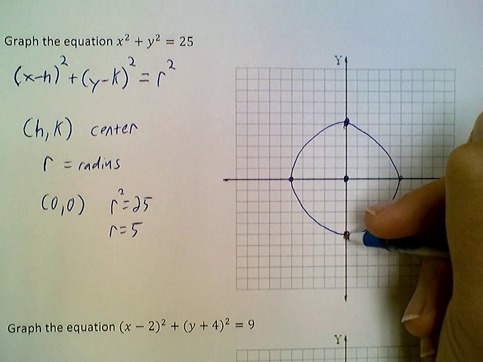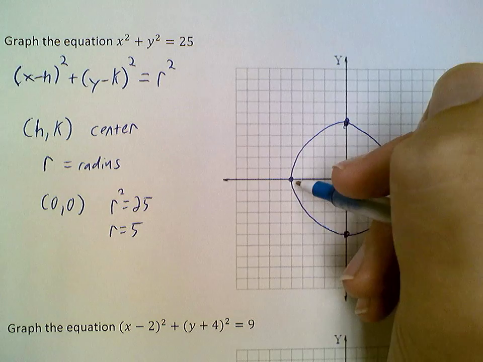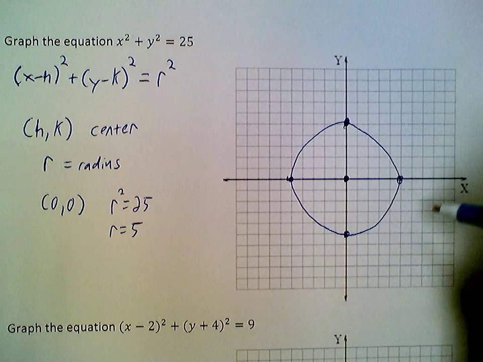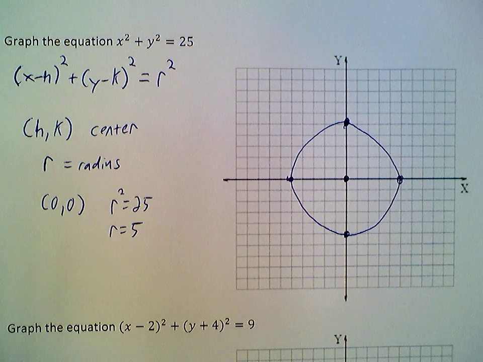So here is a circle. It's centered at 0, 0, and has a radius of 5.